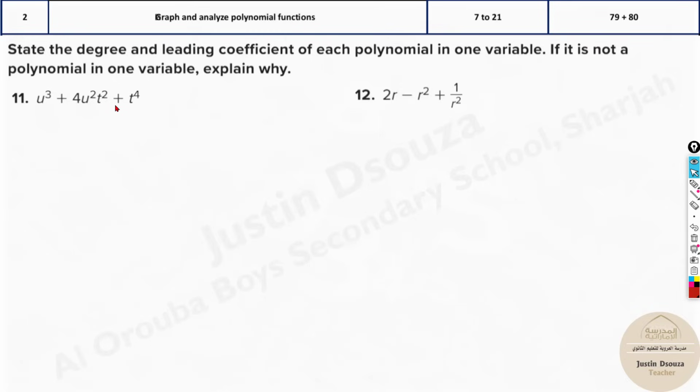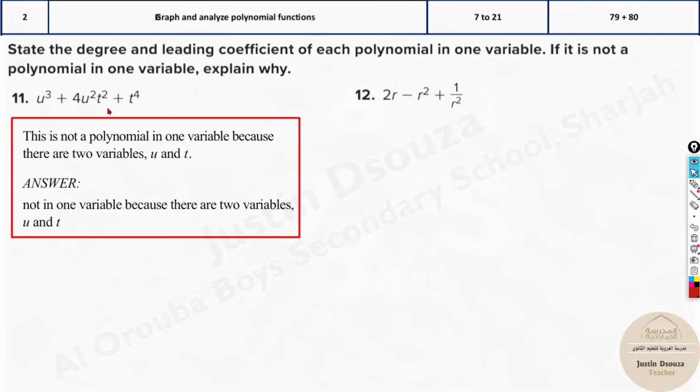Now what about these? See, the degree over here is 4 and even over here it is 4 actually because 2 plus 2 is 4, right? But since we are dealing with one variable, it's clearly mentioned it's one variable. Now this is not a one variable, there are two separate variables. So no, this is not a polynomial in one variable.